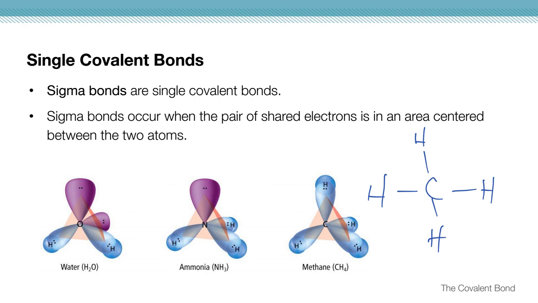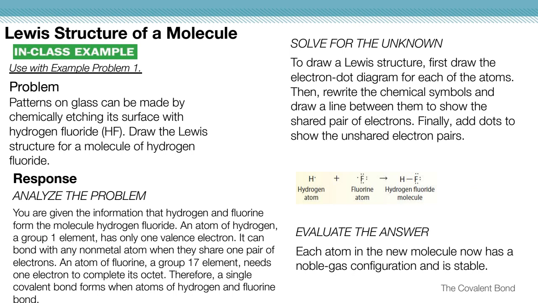That's a sigma bond. This is a lot of words you don't need to write down. That's just showing you an example of what a problem would look like if you were asked to draw a Lewis structure. So patterns on glass can be made by chemically etching its surface with hydrogen fluoride. Draw the Lewis structure for hydrogen fluoride. So this over here is the question. This is the response. So first thing you need to do is figure out how many electrons each one has.